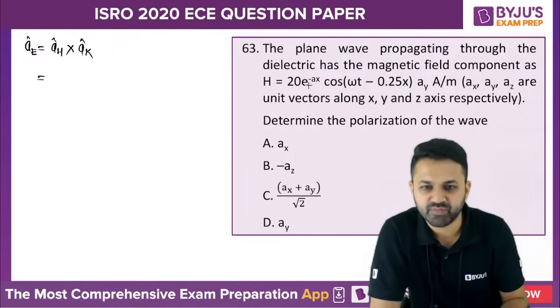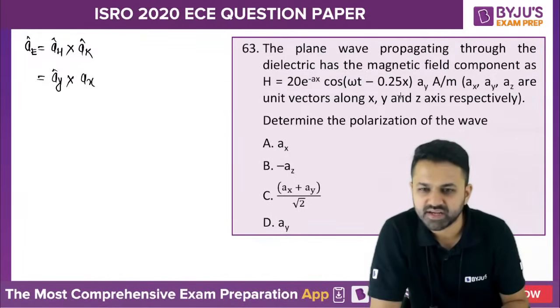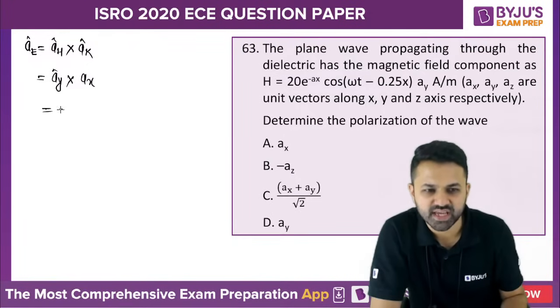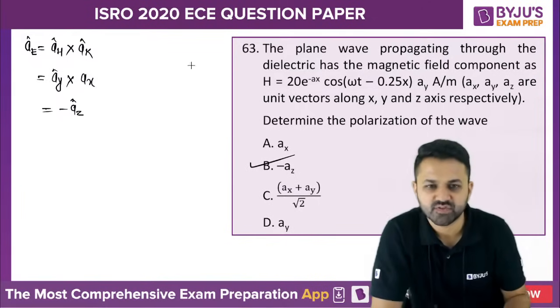So what is the direction of the magnetic field? The direction of the magnetic field is y, and the direction of wave propagation is x. So that is ay cross ax, which is minus az. So the direction of polarization is minus az. So answer B will be the right answer for this.